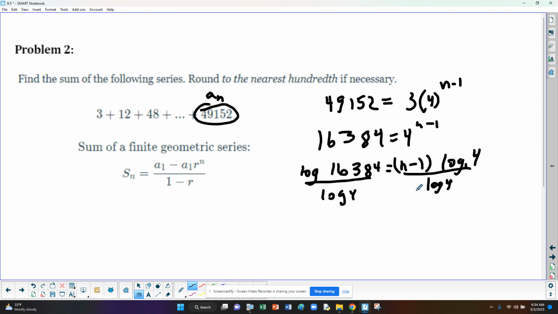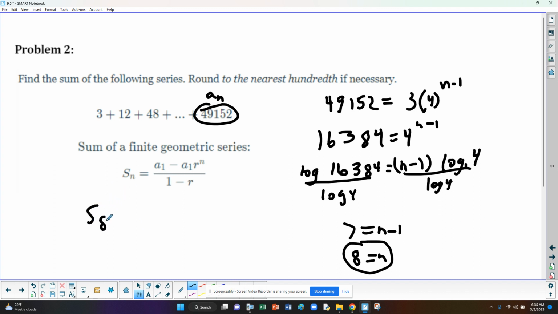And now I have my algebra continuing. I'm still trying to figure out n minus 1. So I'm trying to figure out that number of terms here. So on the left side, I'm going to get 7 is equal to n minus 1, which add 1 over, I'm going to get 8 is equal to n. So there's going to be our number of terms in this series. Now I have the information I need.